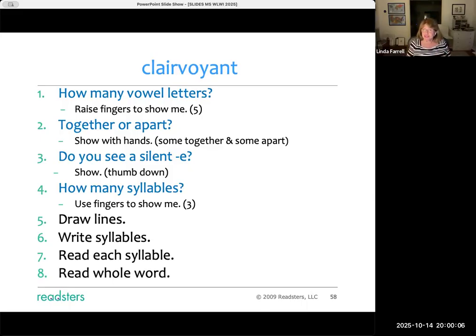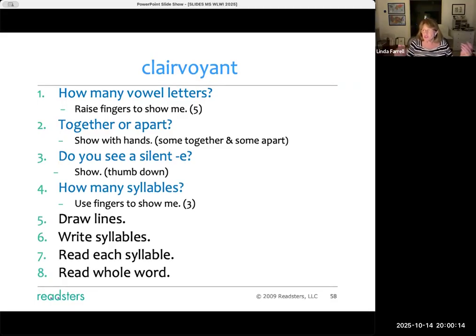Chances are my 5th grader doesn't know this word. We're probably studying it because it's in some story. It's clairvoyant. Let's read the whole word. Here's what it means. Move on. Okay, go to the next one.